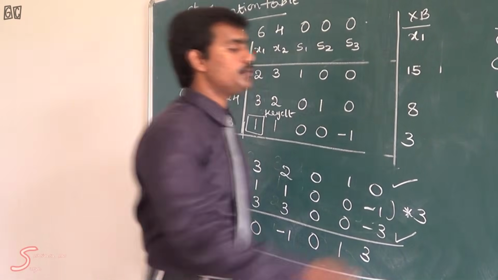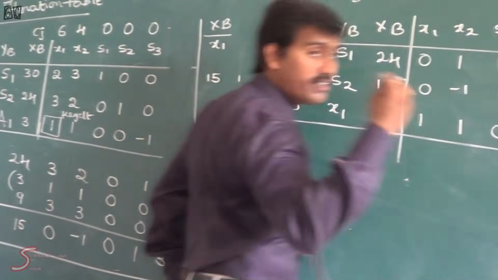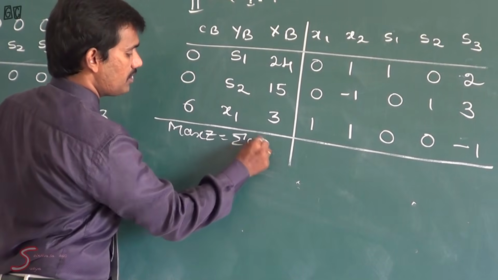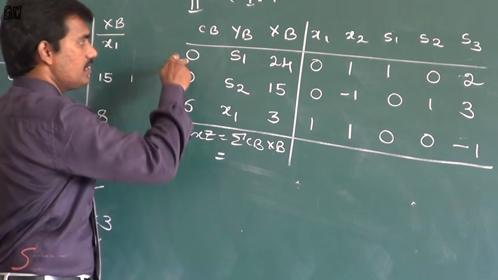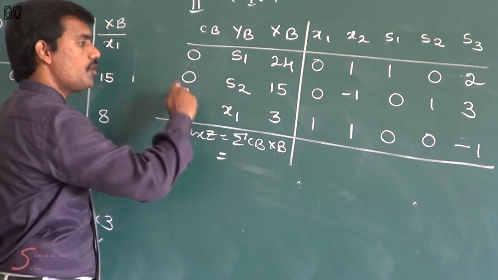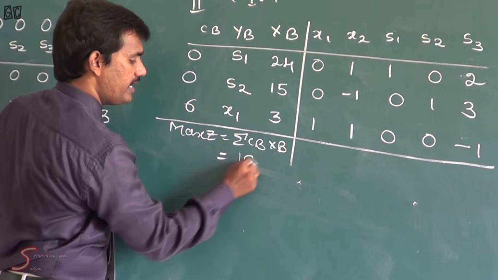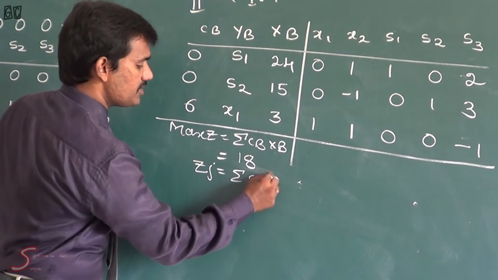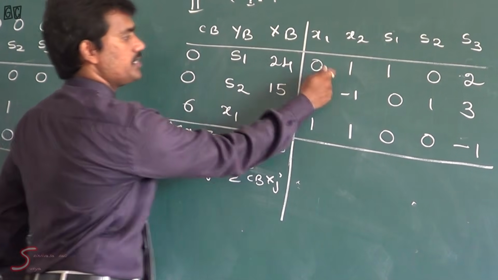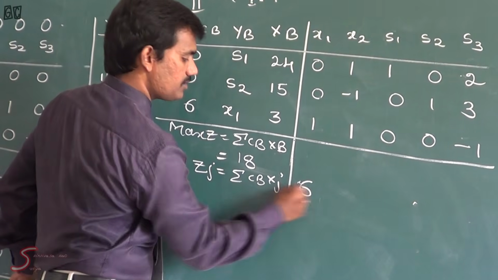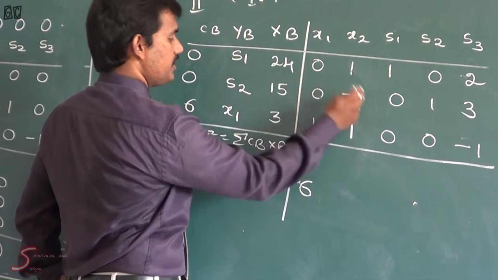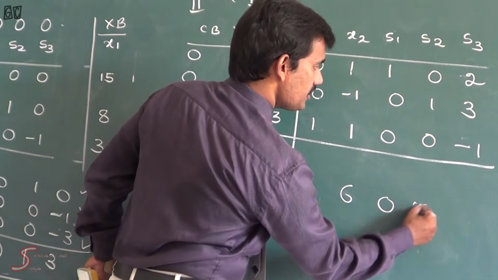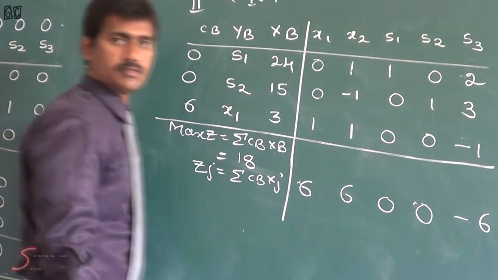Now again we are going to check all the conditions, including the net evaluation condition. What is the formula for maximum z? Maximum z is the summation of CB into XB: 0 into 24, 0, 0, 6 3s are 18. And we have Zj. The formula for Zj is the summation of CB into X: 0, 0, 6 1s are 6, 0, 0, again 6 1s are 6, 0, 0, and minus 6.